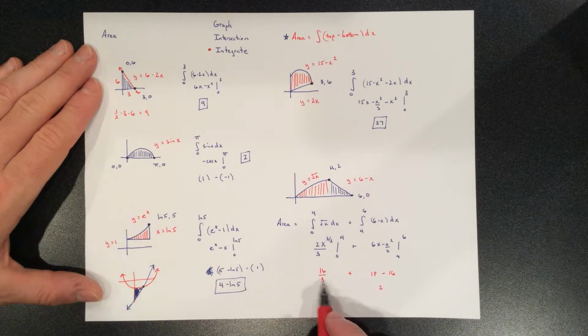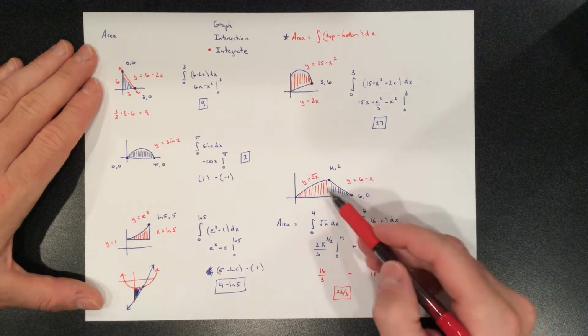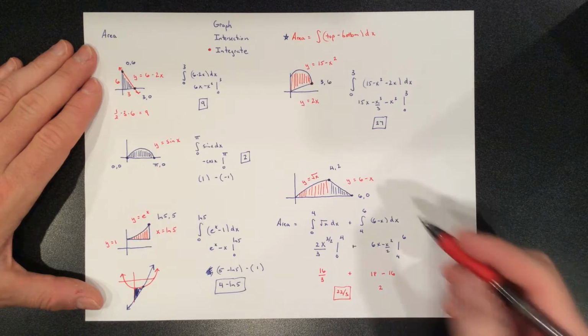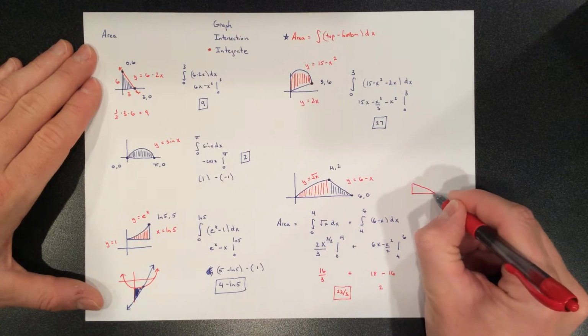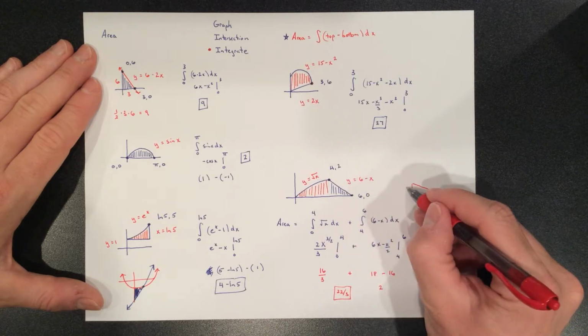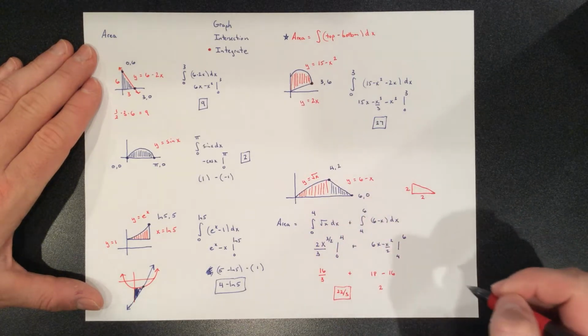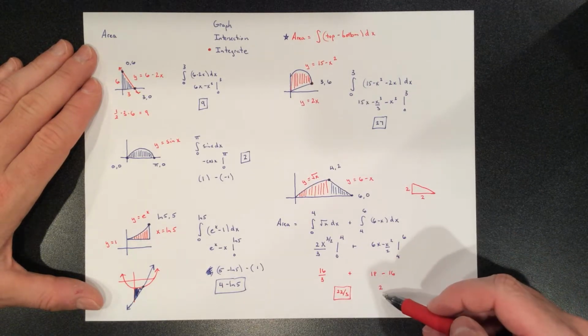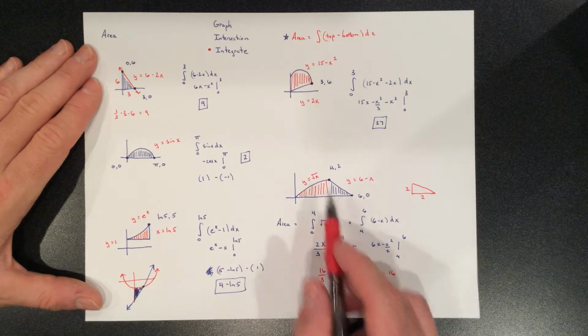So 16/3 plus 2 is 22/3. And again, you can check the blue real easy because it's just a triangle. Remember, the blue is just that. It looks like it's too high. And from 4 to 6, well, it's only 2. So that's a terrible picture, but a 2 by 2 triangle is just an area of 2. Add that to the area of the red, and boom, we have this area.